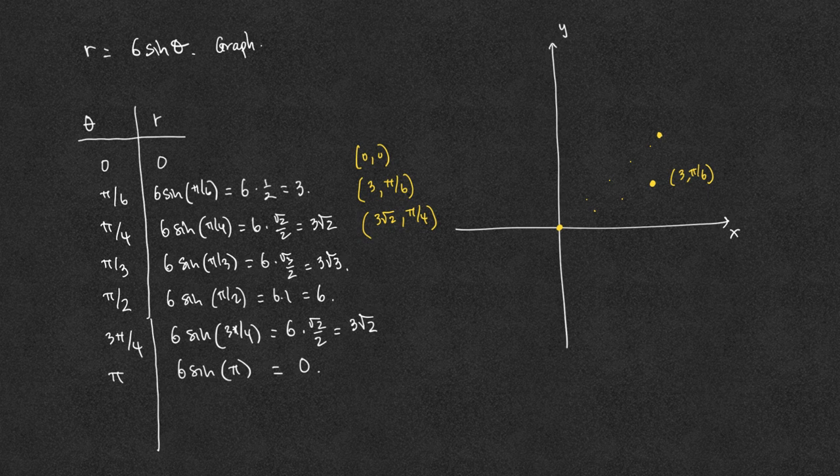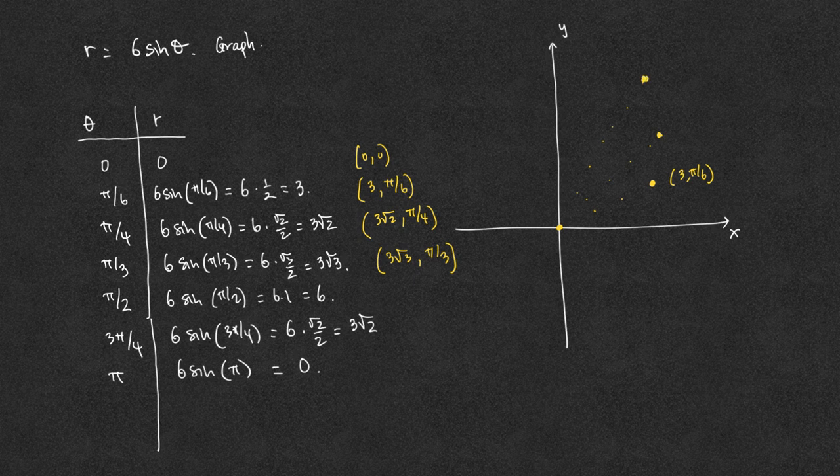When theta equals pi over 3, the point is 3 root 3, pi over 3. And again, this time we stay on the ray pi over 3 and we go out a distance of 3 root 3. The square root of 3 is about 1.7. So 3 times 1.7 is approximately 5.1 or 5.2. Again, stay on the ray pi over 3 and go out about 5.2 distance.